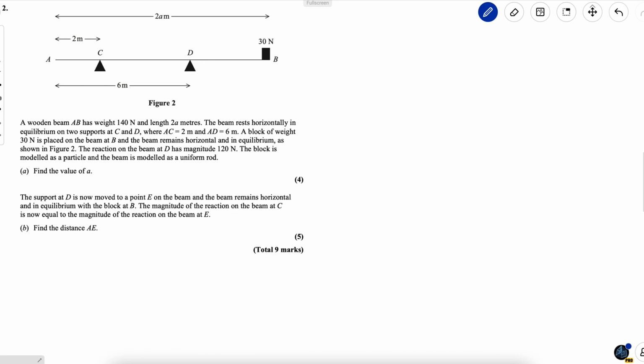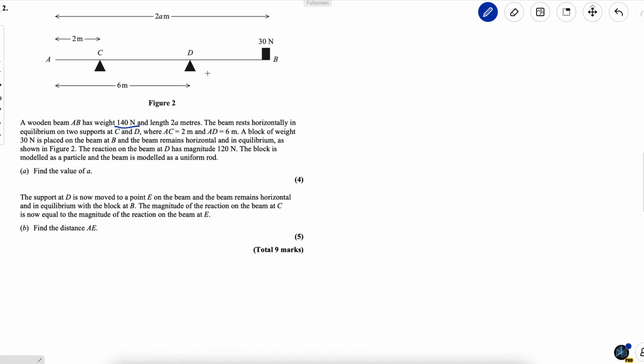A wooden beam AB has weight 140 newtons. It doesn't say it's uniform, so I can't mark that on yet. Length 2a meters. The beam rests horizontally in equilibrium on two supports C and D, where AC is 2 meters and AD is 6 meters.